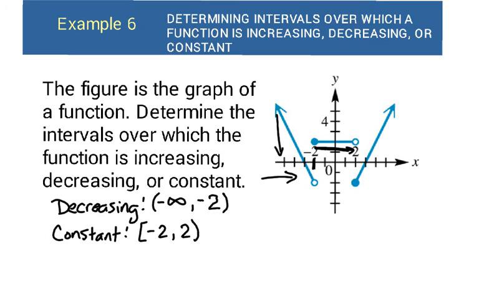Now, this portion of the graph, as it goes this direction, is going up. So that is increasing. And it gets a bracket starting at 2 and going on to infinity. Let me close it out, and that is done. We've determined the intervals for which it's increasing, decreasing, and constant.